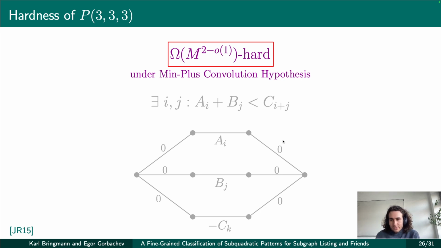As it turns out, very interestingly, this one pattern for which our clique embedding approach failed is ideal for simulating the problem of min-plus convolution verification. I will not get into details of this reduction, but basically we'll use this edge to embed A_i, this edge to embed B_j, this to embed minus C_k, and the vertices on the sides to make sure that i plus j equals k. And then verifying min-plus convolution, so checking whether there are indices i and j such that A_i plus B_j is smaller than C_{i+j}, is the same as checking that this graph has a negative weight subgraph of this form.